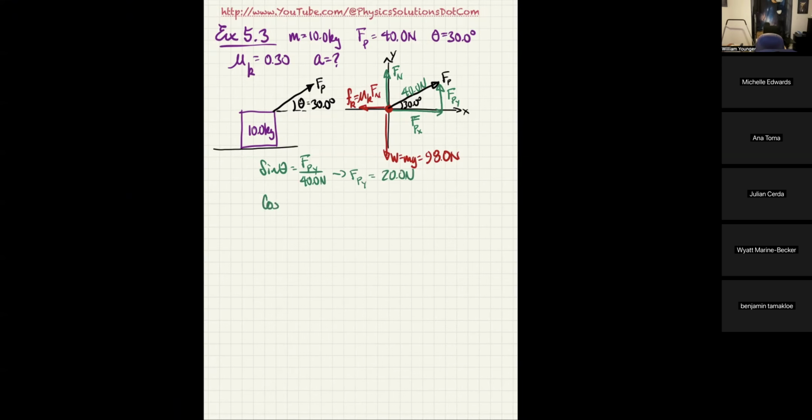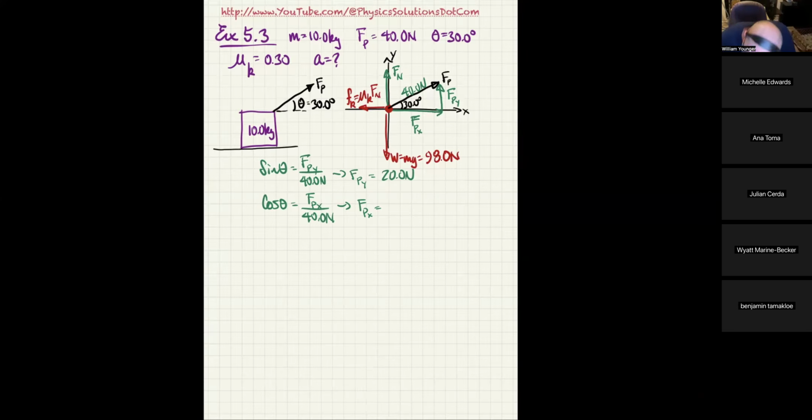And cosine theta is equal to adjacent over hypotenuse. The adjacent is FP sub X, and the hypotenuse is 40.0 newtons. So FP sub X is equal to 40 times cosine 30. I do have it in degree mode.